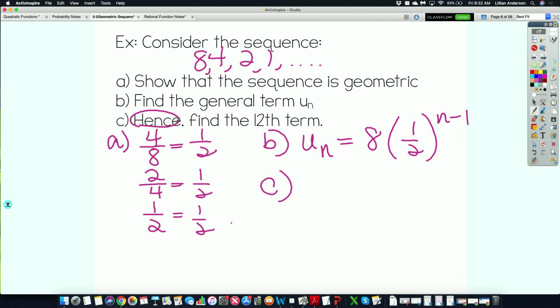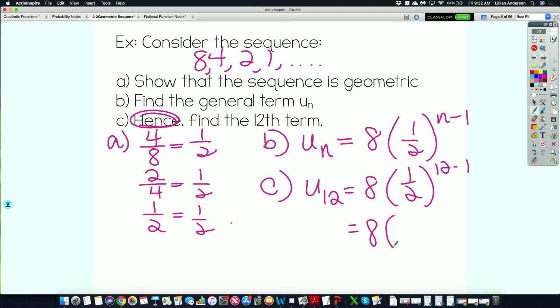Then it says hence, which means using what you just found, find your 12th term. So 12 will be what? N. So u sub 12. So 12 minus 1, so then that'll be 11. So at this point in time, unless you know what 1/2 is to the 11th power, I suggest you use your calculator, plug that in, multiply by 8. And of course, I'm always going to opt for the fraction answer over the decimal.